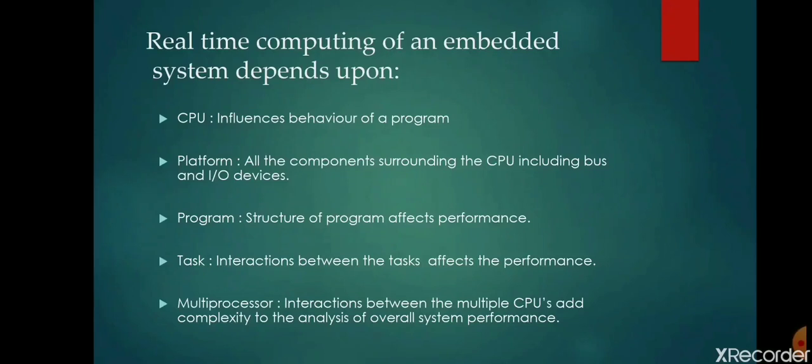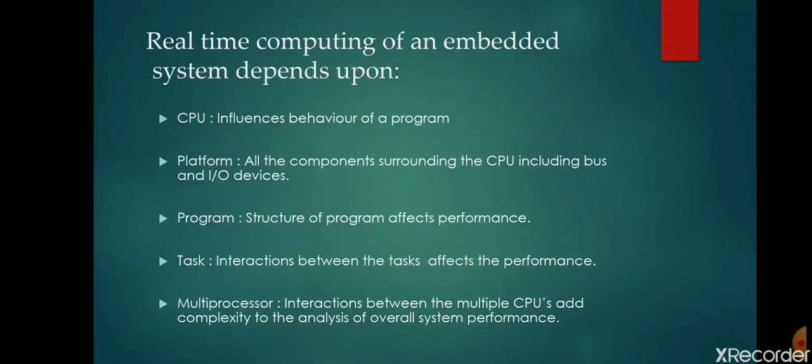The real-time computing of an embedded system depends mainly on five layers: CPU, platform, program, task, and multiprocessor. The CPU highly influences the behavior of a program; it can affect how the system works and its performance. The second one is the platform. The platform includes all the components that surround the CPU, such as the input-output devices and the connection bus, because these are responsible for feeding the CPU with signals or inputs. They affect the performance of the CPU and of the system as a whole.